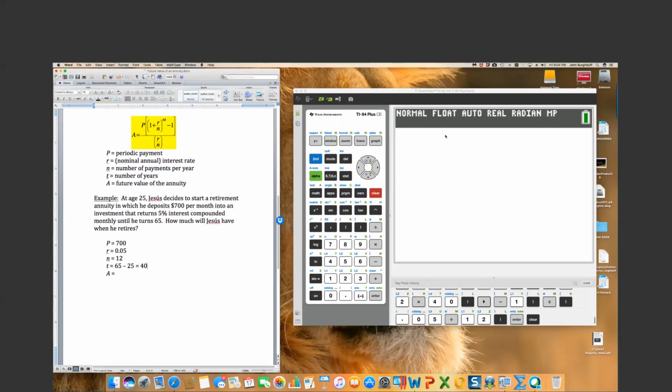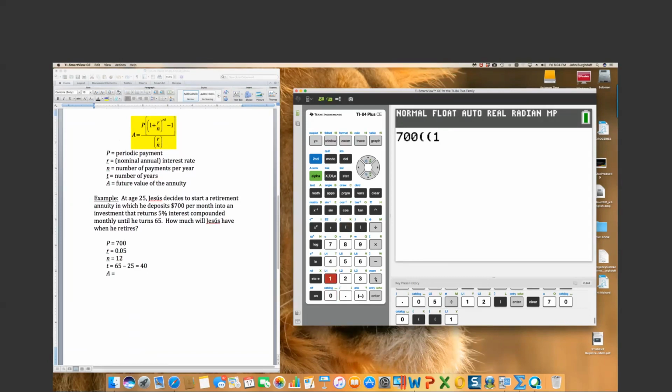Starting with the numerator of the formula, we start with 700 for a payment. Notice that we have two layers of parentheses, one square and one round. The graphing calculator doesn't actually have two shapes of parentheses. Well, we don't need them, at least. So we're just going to use round ones twice. Open parentheses, open parentheses.